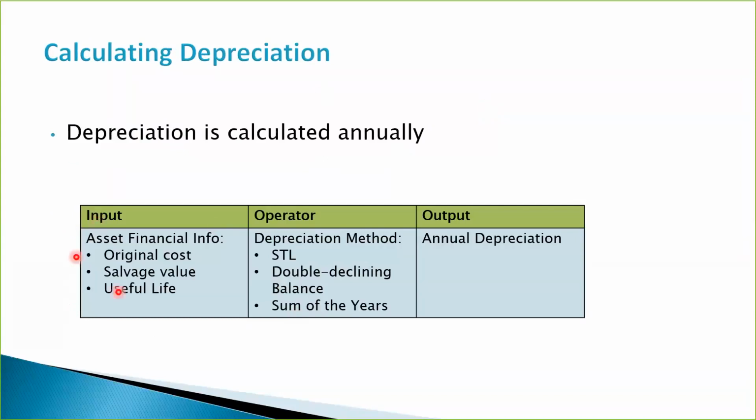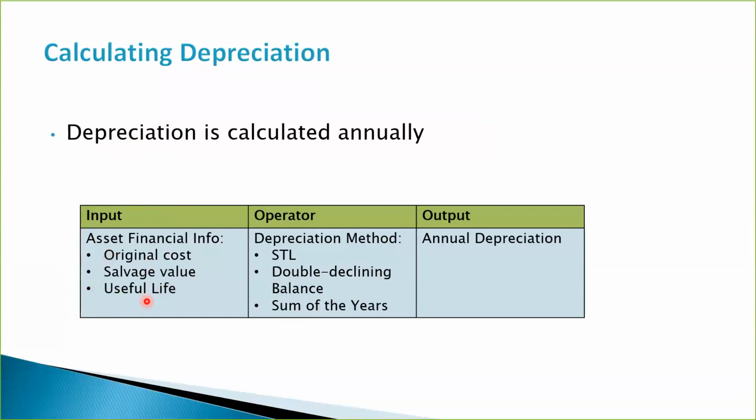So you input this information when you're entering an asset in FA or in your corporate books, okay? You'll have the original cost of that asset. You'll have salvage value if that exists, or if it is going to have a salvage value. You'll also have its useful life, okay?